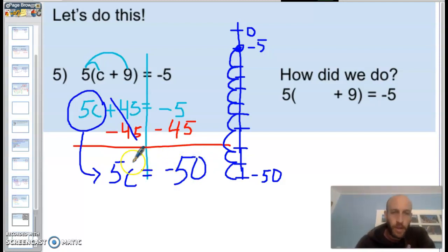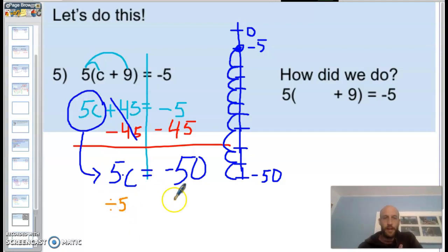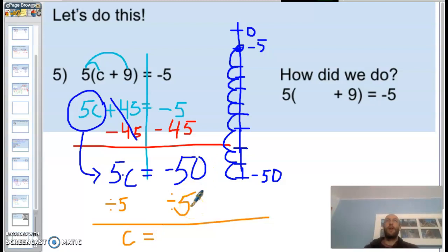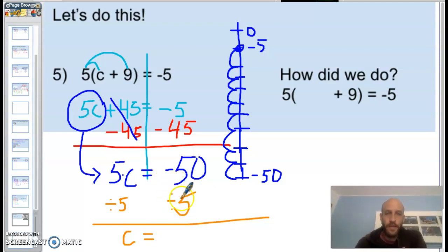All right, so we have 5 times what equals negative 50? Not sure, so I'm going to use the opposite, which is division. The opposite of multiplying by 5 is dividing by 5. Got to do it to both sides. 5 divided by 5 leaves me with just 1c. Negative 50 divided by 5. So I know 50 divided by 5 is 10. So negative 50 divided by 5 is going to be negative 10.